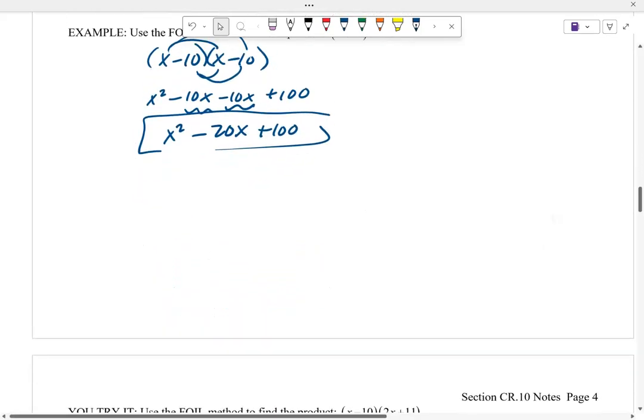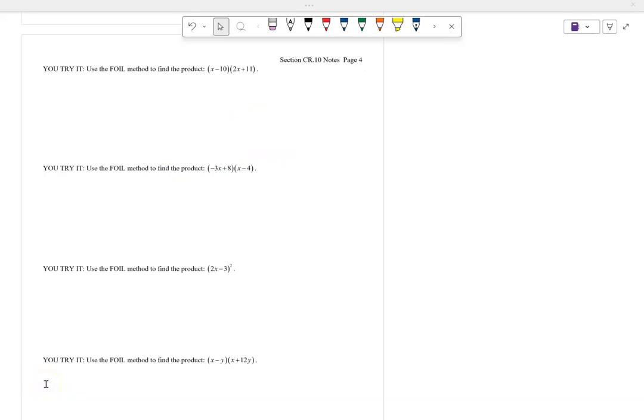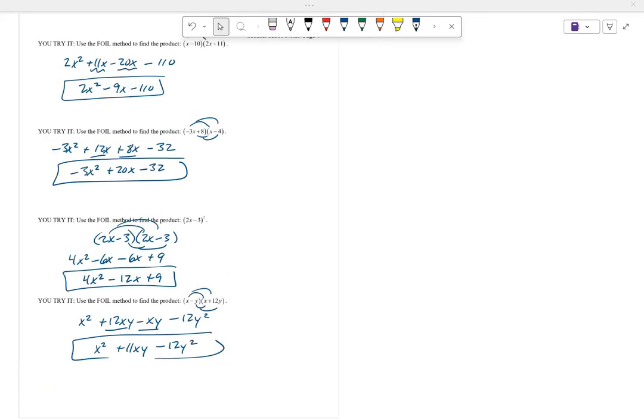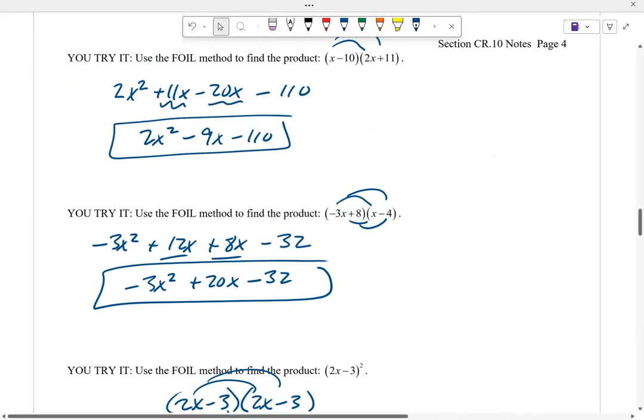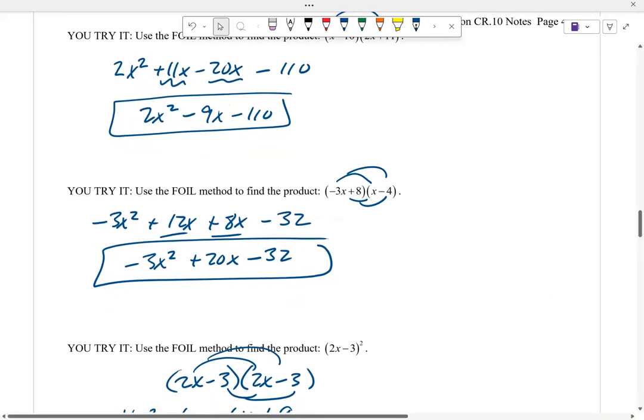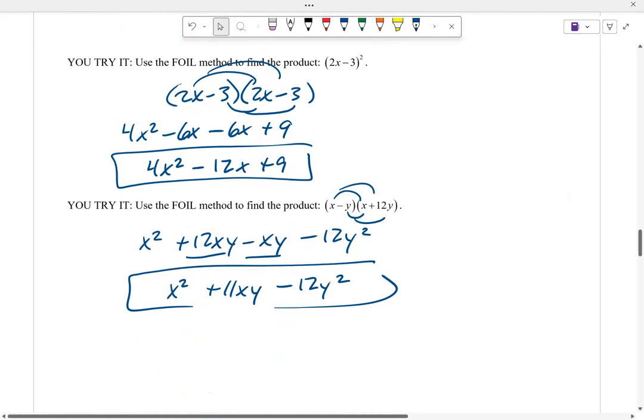And you got a bunch of try problems now. If you want to pause the video on this next. To really practice this FOIL method, here's the four I want you to try. And then we'll put the solutions up. If you want to pause the video, go ahead and check your work on those. First two there. You should get 2x squared minus 9x minus 110. You should get negative 3x squared plus 20x minus 32. Pause the video if you need to. There's the next two there. Again, pause the video if you need to.